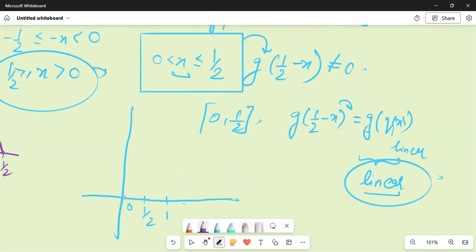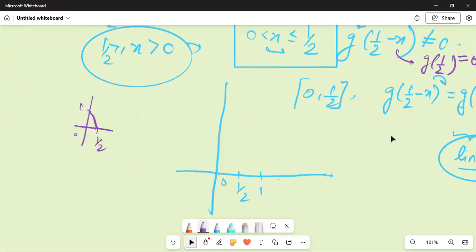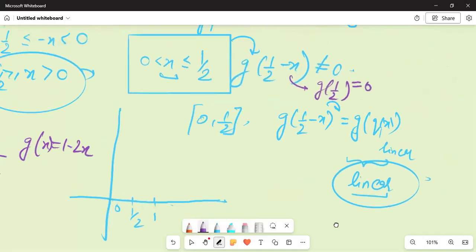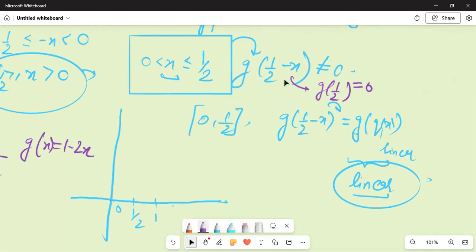Now, where is 0 going? Using this, 0 goes to half. So at 0, it is taking the value g(1/2), which was 0. Now you have to look at the definition of g, which was g(x) = 1 - 2x. So since 0 becomes half using 1/2 - x, and at half it was taking 0, at 0 it is taking the value 0.